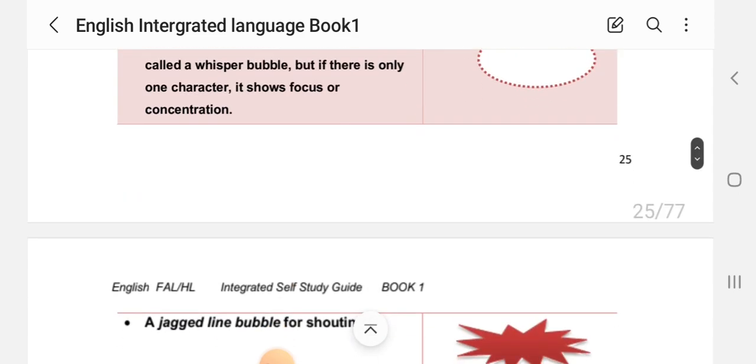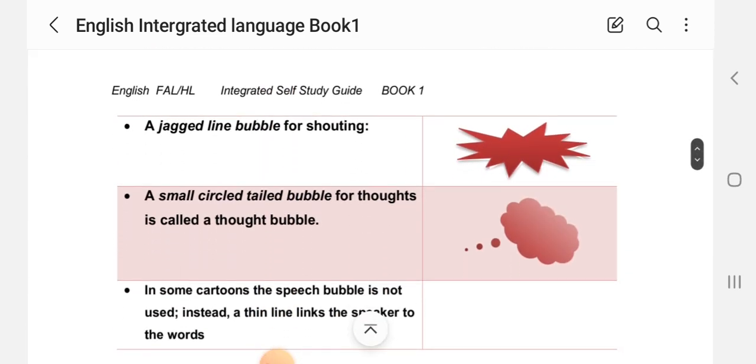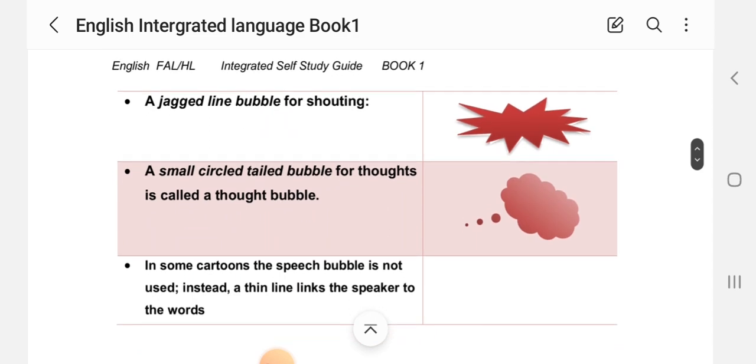Now let's look at this. If you see a dotted line bubble for whispering, and there are 2 or more characters, it is called a whisper bubble. But if there is only one character, it shows focus or concentration. Okay, that is what this one means. And then a jagged line bubble is for shouting. So if you see something like that with stars all around, it's for shouting.